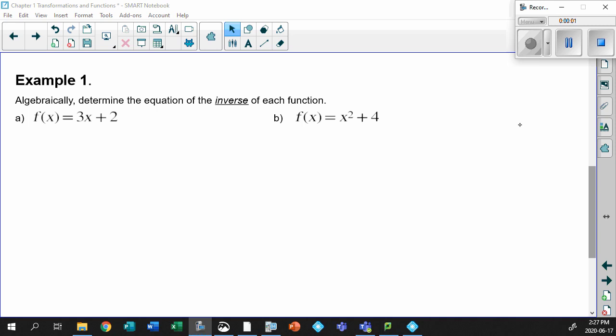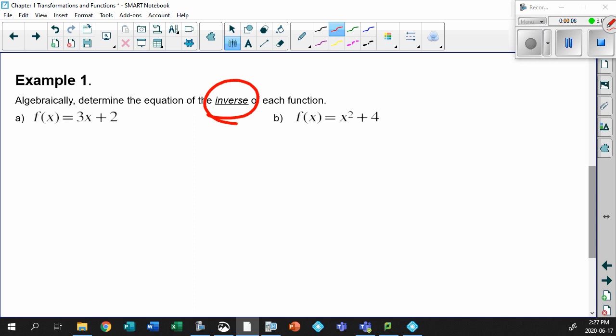Right, so let's start looking at actually doing some algebra here and figuring out the inverse of each function. So remember, in a mapping, all you're doing is taking the original point x, y, and you're just going to flip them to y, x. So wherever there was an x, put in a y. Wherever there was a y, put in an x. Well, that's pretty easy to do.